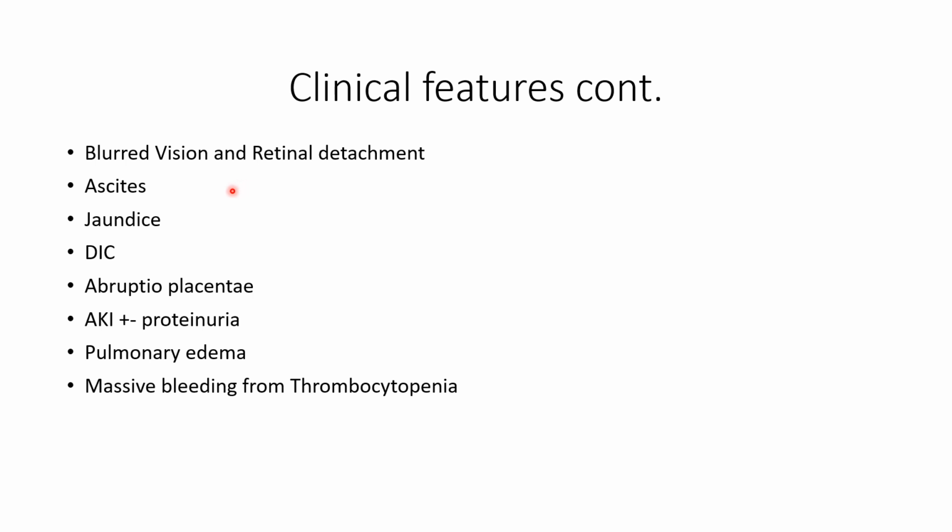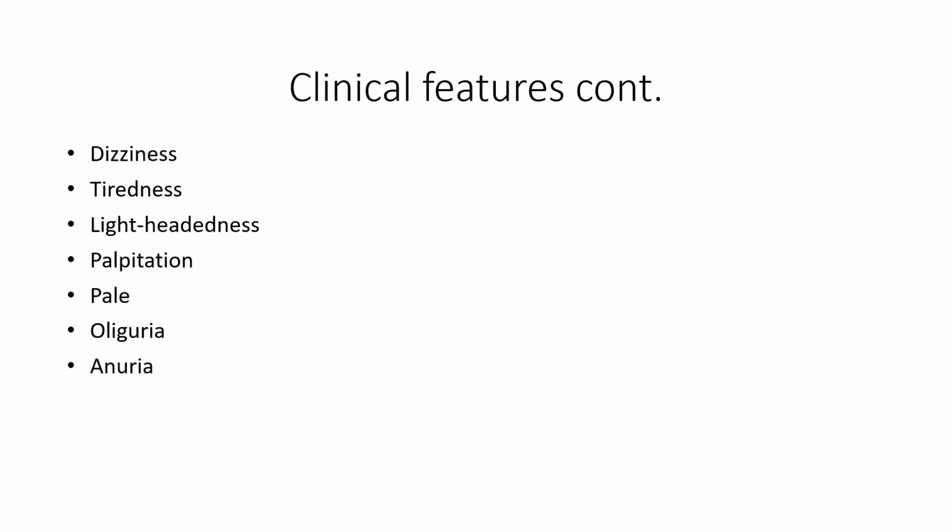Still on clinical features, there will be blurred vision and retinal detachment, ascites, jaundice, DIC, abruptio placenta, acute kidney injury with or without proteinuria, pulmonary edema, massive bleeding from thrombocytopenia, and dizziness or tiredness, lightheadedness, palpitation, pallor, oliguria, or anuria.